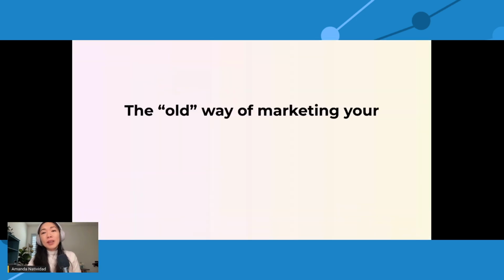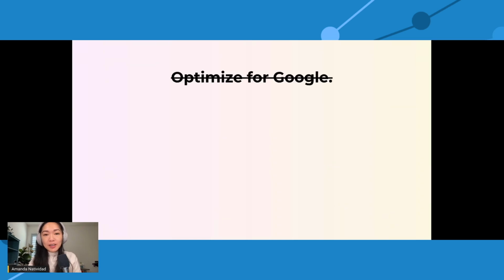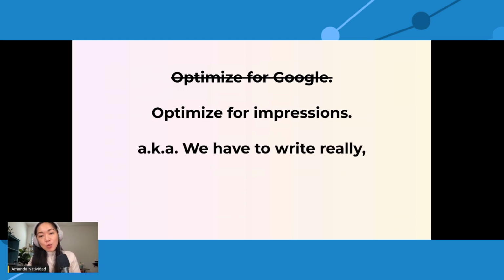So the old way of marketing your content, your event, your product, your business, it just doesn't work anymore. Instead of optimizing for Google, we now need to optimize for impressions, AKA, we have to write really, really good content. But it's hard. How do we do it? How do we create this type of share-worthy content that people actually will take action on?